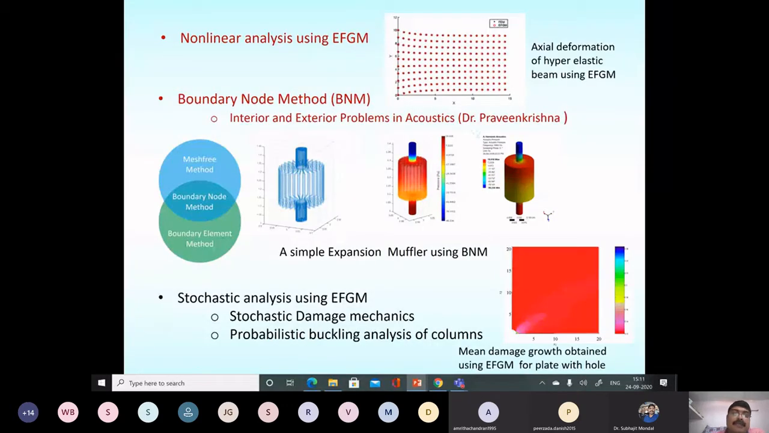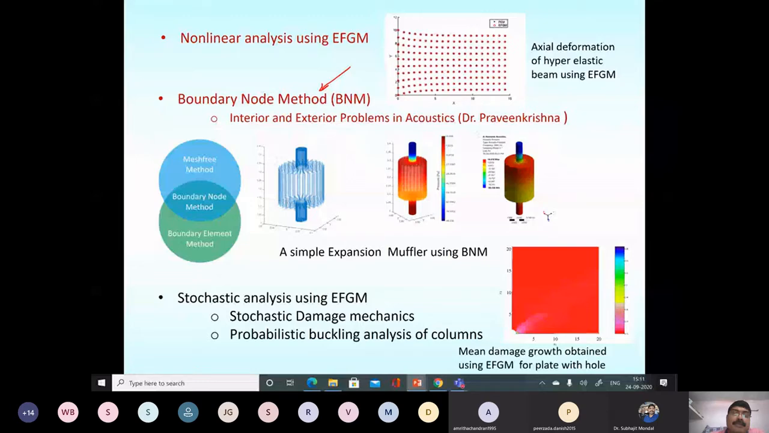And another interesting topic that we work on is use of the boundary node method, similar to the boundary element method, and we use it for acoustic problems. So along with Dr. Praveen Krishna, who is an expert in acoustics, we combine the meshfree method and the boundary element method to get the boundary node method.